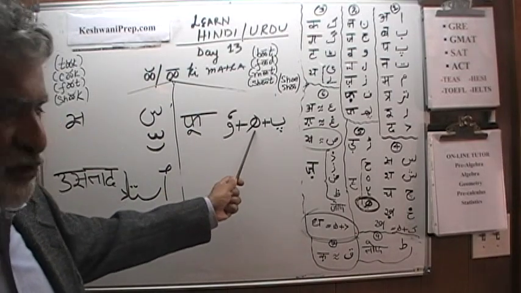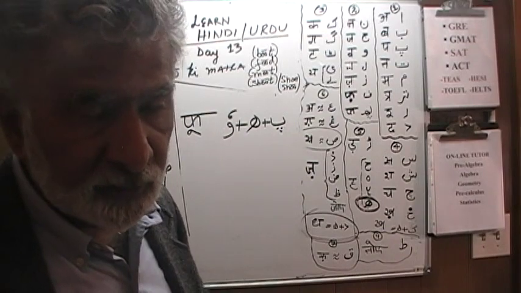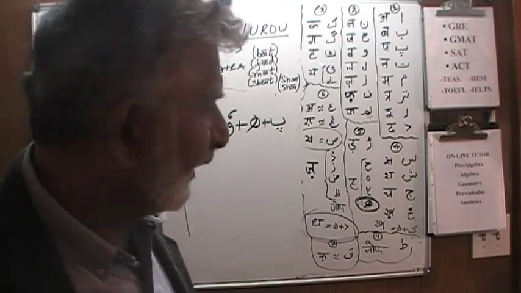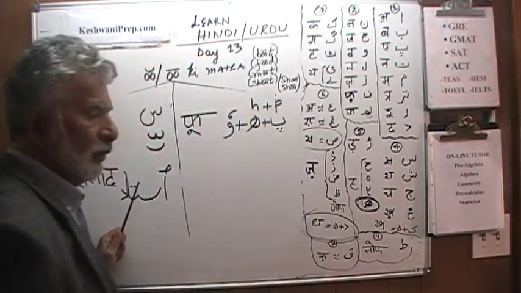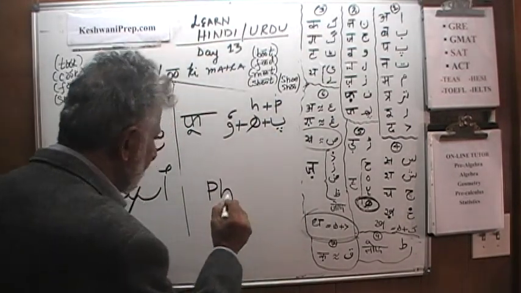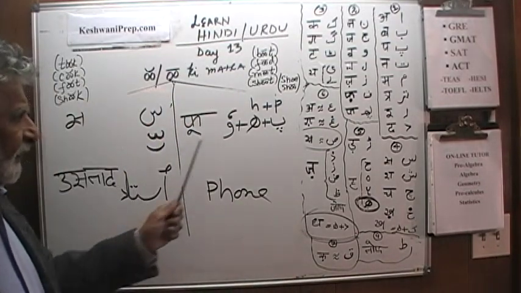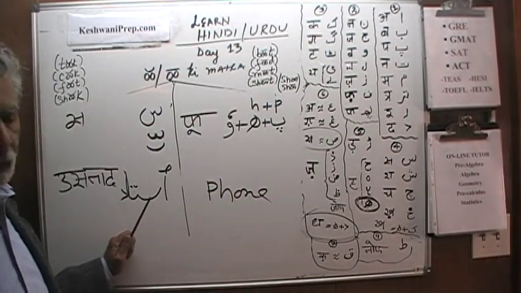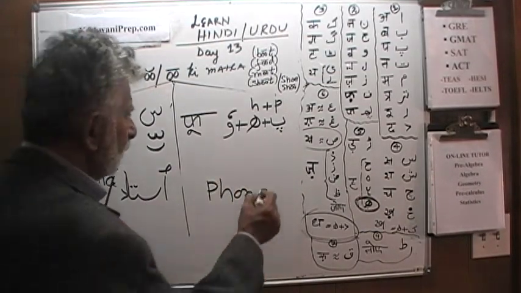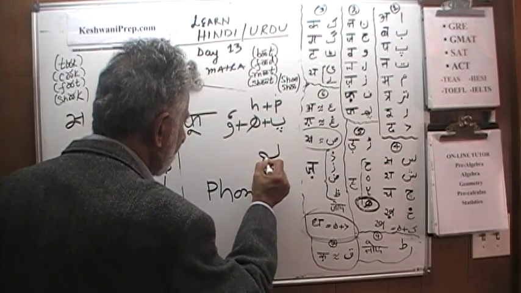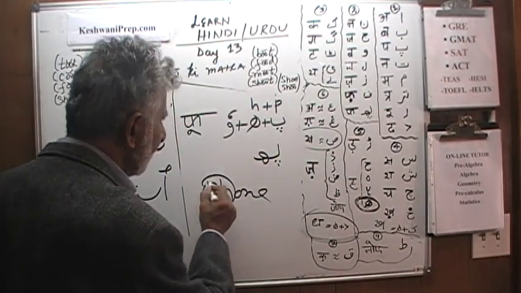Think of this as P and H. There's nothing to think of it as other than P and H. That's exactly what it is. P and H. That's how you will write F in English. Phone. That's how you will do it. That's exactly what we do in Urdu. We take the P, Pe, and a H to make P. This is P and then a H. P.